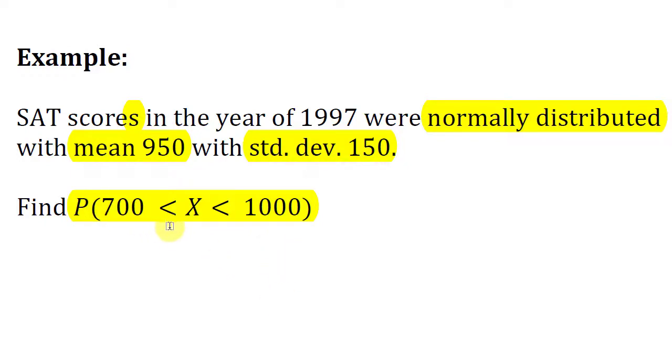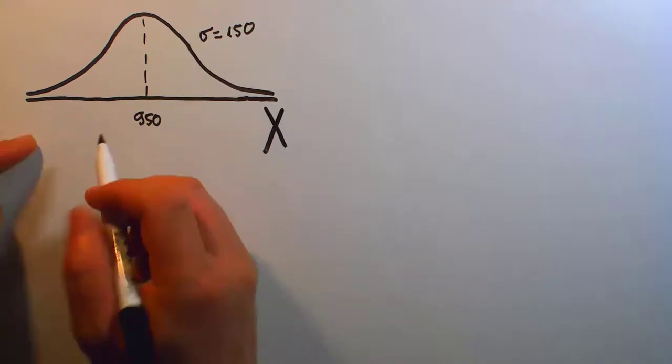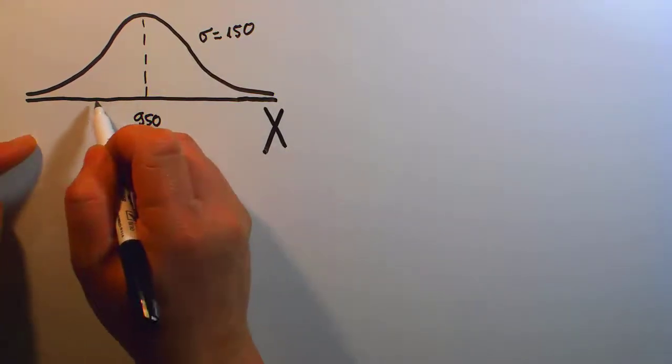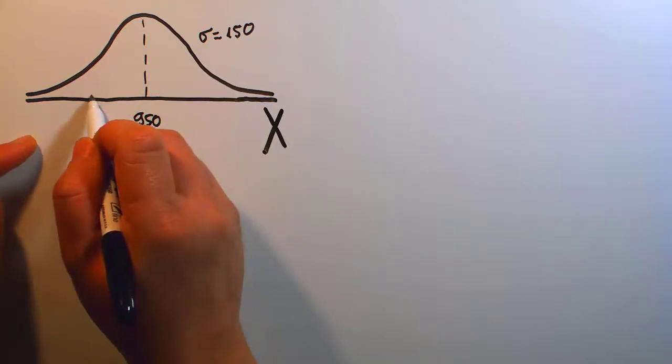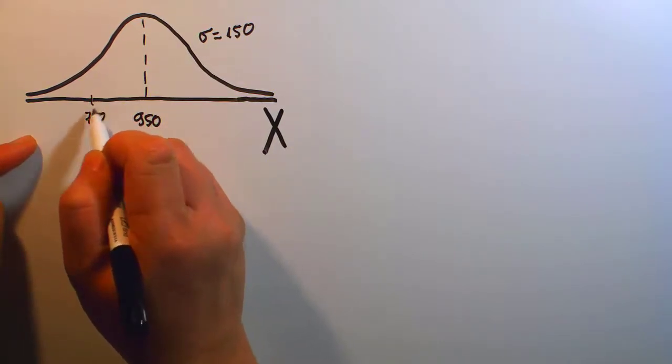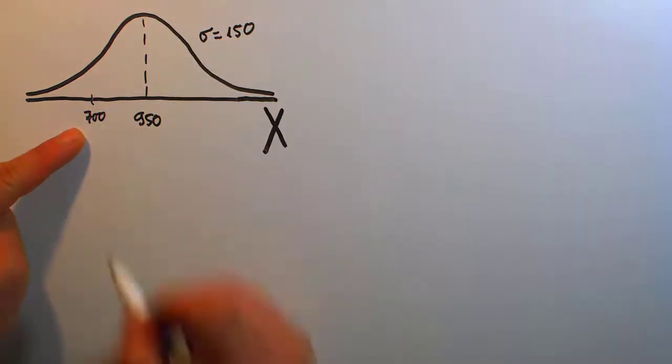And once again, watch out that sometimes we might have equal signs included here, but it won't change the way we do the problem. Let's now go ahead and make a sketch. 700 is somewhere to the left-hand side of 950. How far is good enough? That shouldn't matter. All it needs to make sense here is a value to the left-hand side of 950.